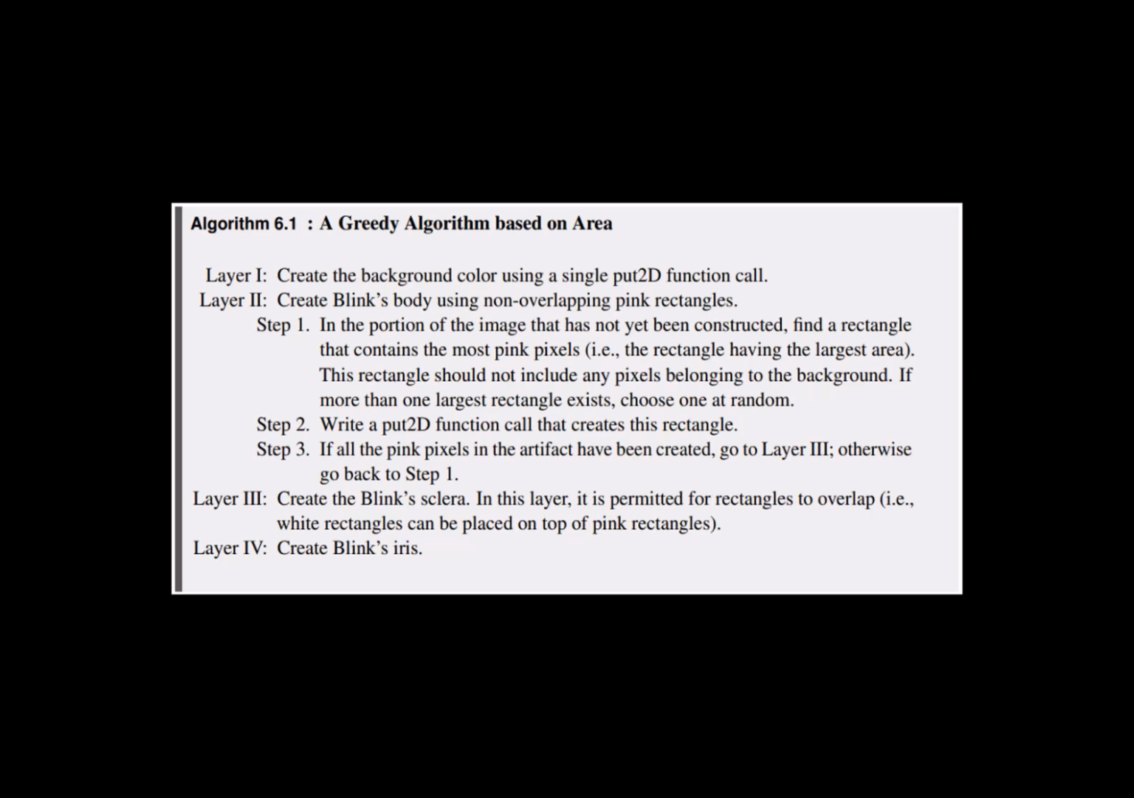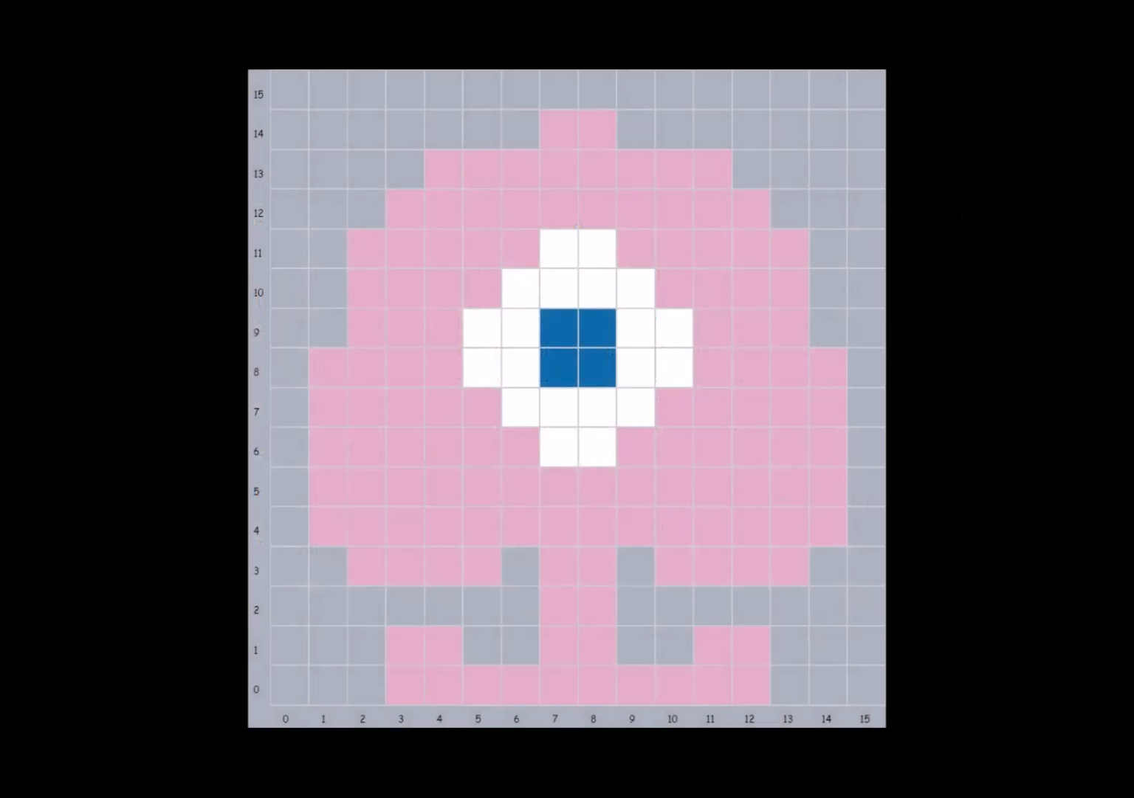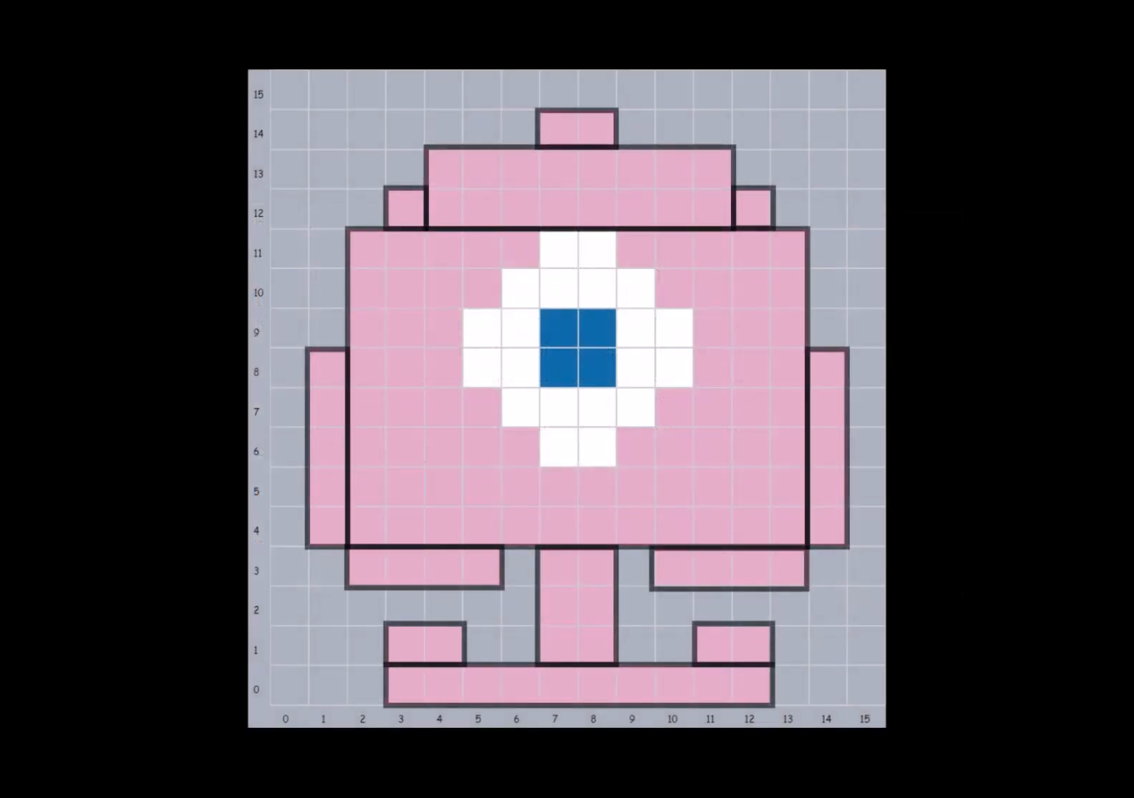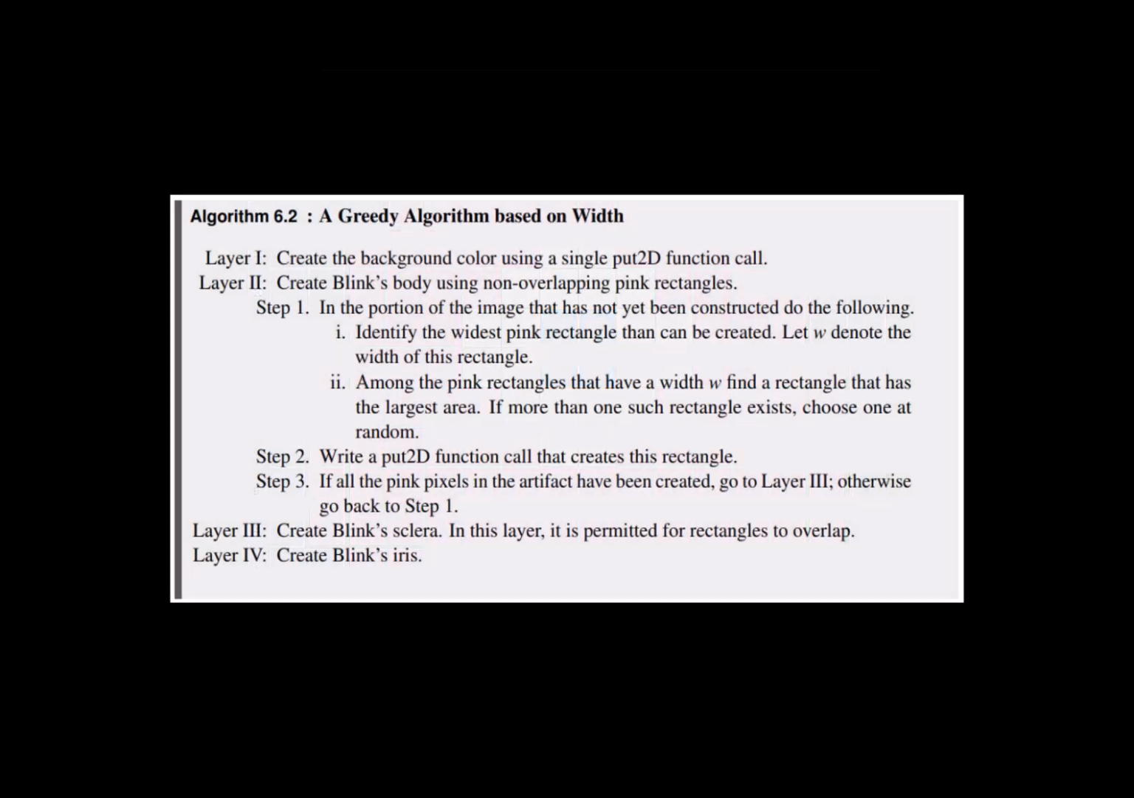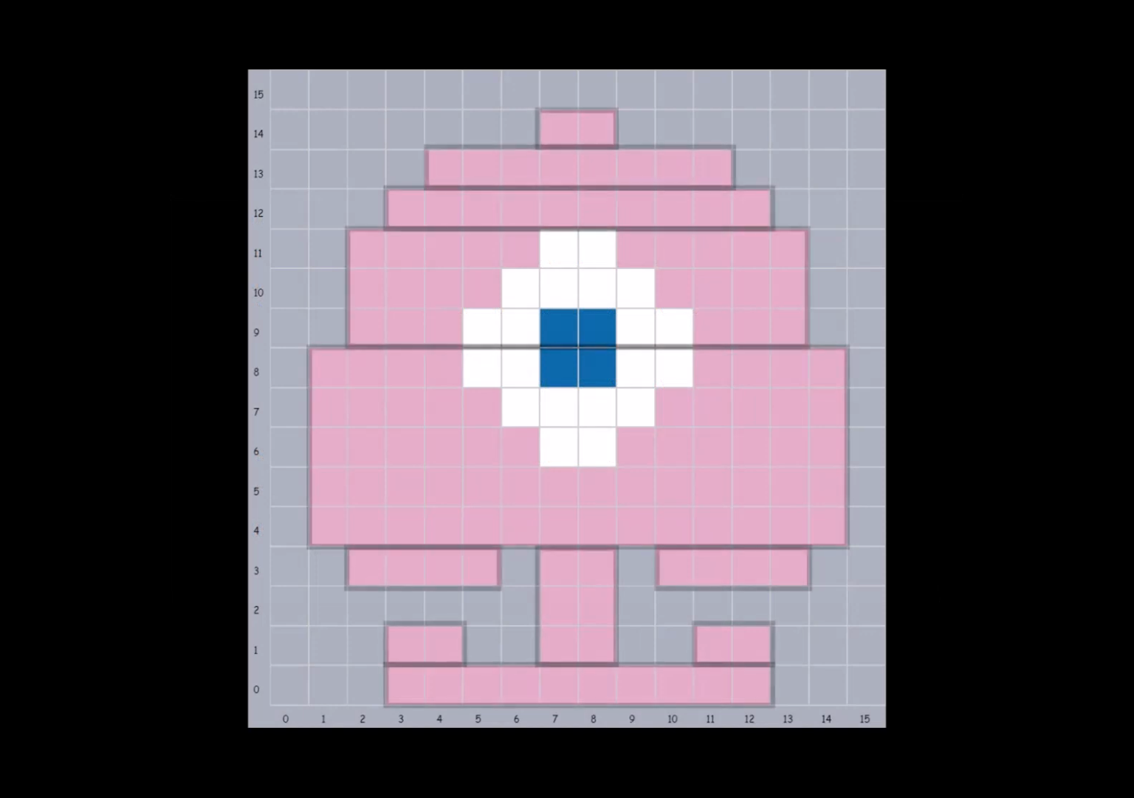So color in as much of the body as possible and keep doing that with whatever is remaining, and then build the eye on top of it. Now, if you use that heuristic, you'll get this kind of a decomposition of this alien blob. However, there are other heuristics that you can use. And this one here concerned itself, you try to place the widest rectangle first. And that gives you a different composition.